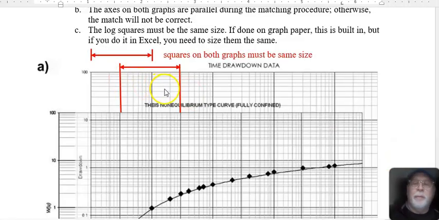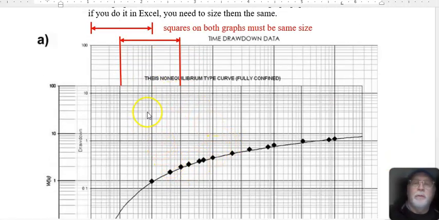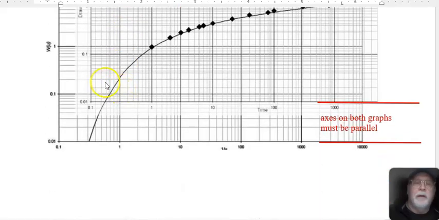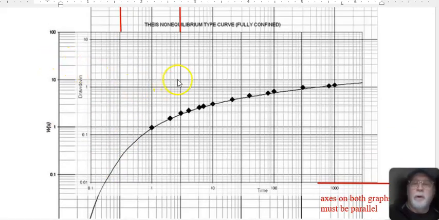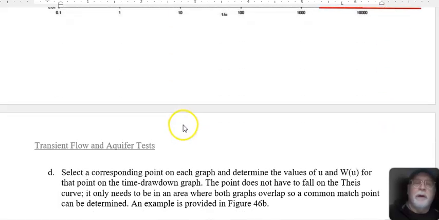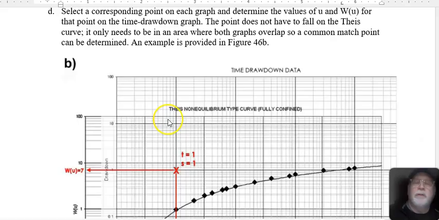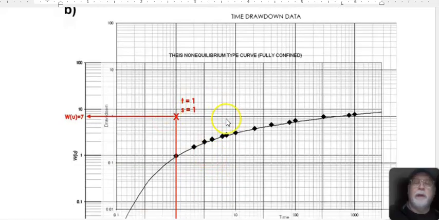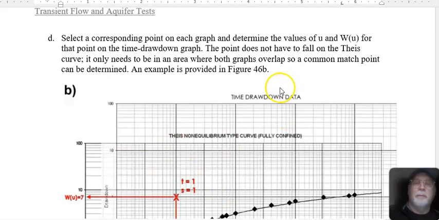So we match up our data, the plot of drawdown versus time, against the W of U versus 1 over U graph, and we find how that matches. Now, once it matches, we can just find one point on our graph. On paper days, you just take a pin and put a hole in it, and you have that match point. It does not have to be on this curve. It can be anywhere in here as long as it's lined up.